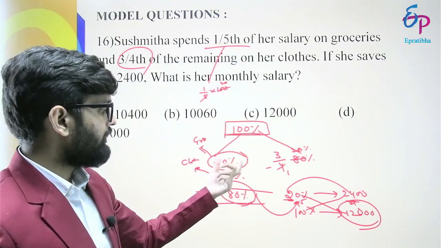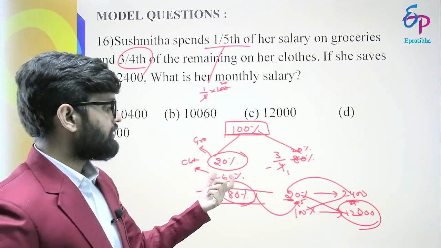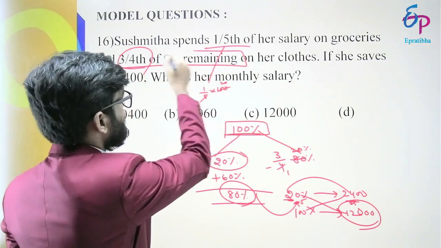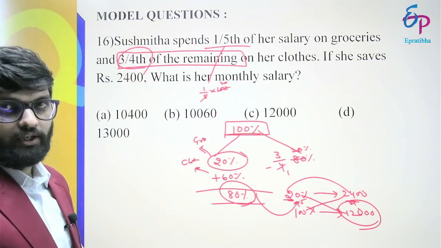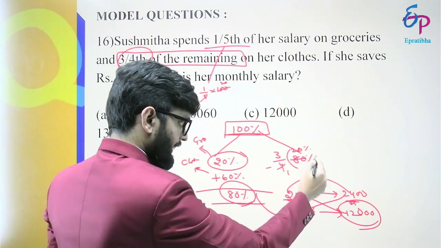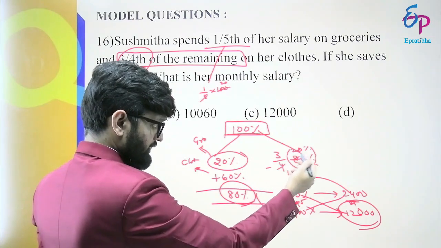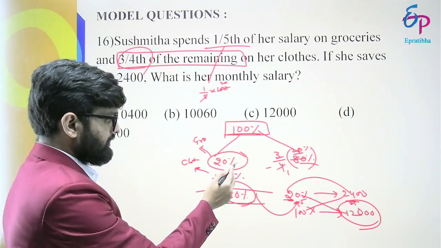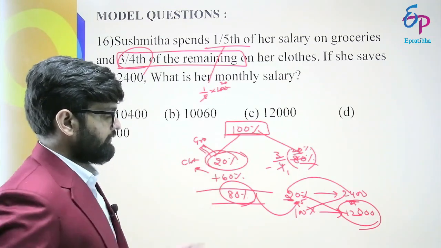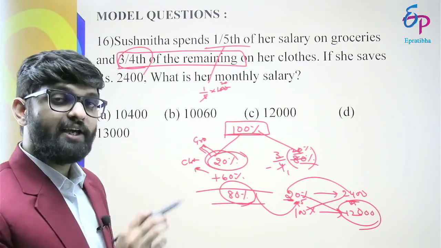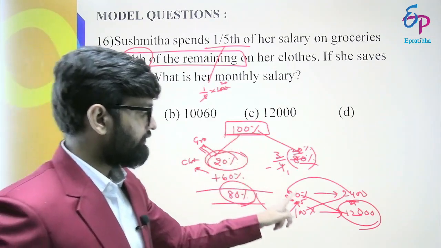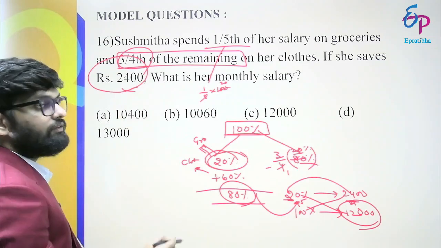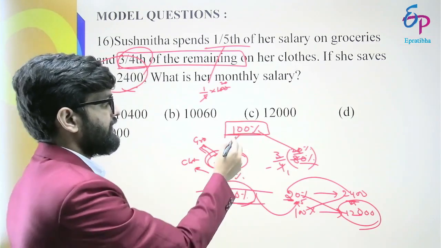So in 100%, 20% is the groceries, and 3/4 of the remaining. Don't forget this one: 3/4 of the remaining, that means 3/4 of 80. 4 1s are 4, 4 20s are 80, so total 60% she will spend on clothes and 20% on groceries. 20 plus 60, it is 80% she has already spent, and she is left with 20%. That 20% is what they have given as 2400. I want the total salary. How much have I taken as the total salary?